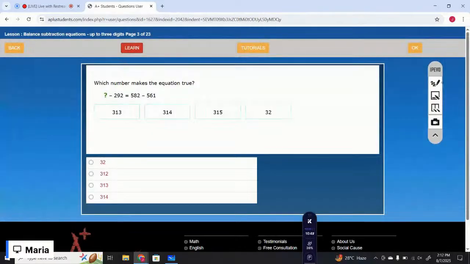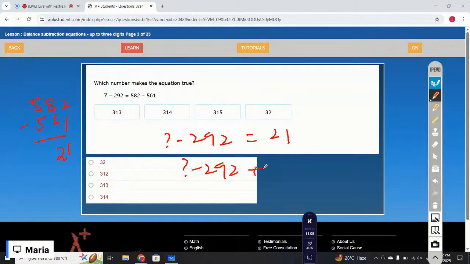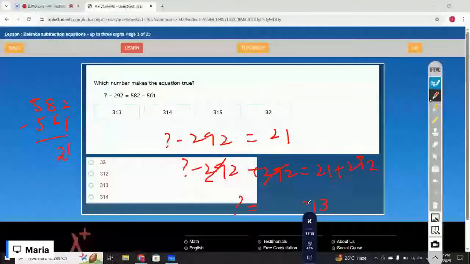Which number makes the equation true? 582 minus 561. 2 minus 1 is 1. 8 minus 6 is 2. So the missing number minus 292 equals 21, right? Now add 292 to both sides. Missing number minus 292 plus 292 equals 21 plus 292. 21 plus 292 is 313. So that means the missing number is 313.